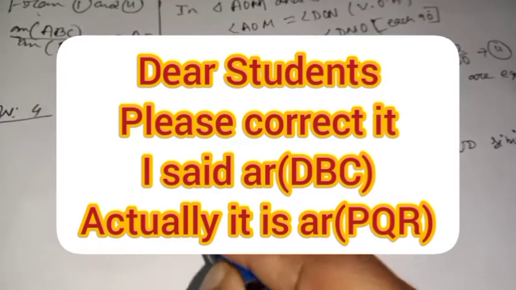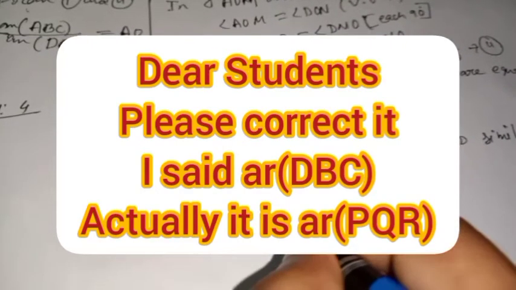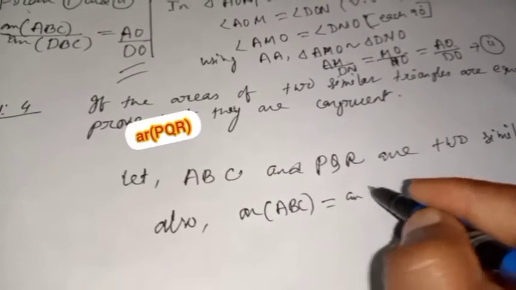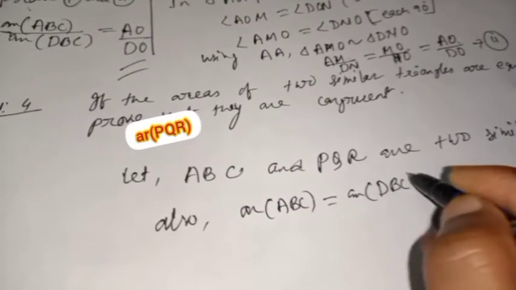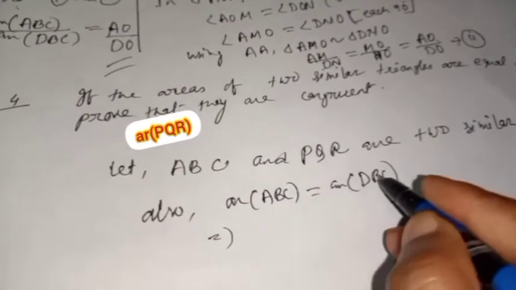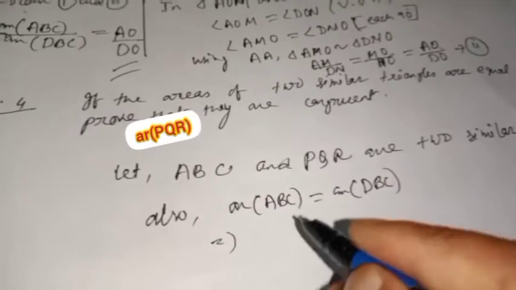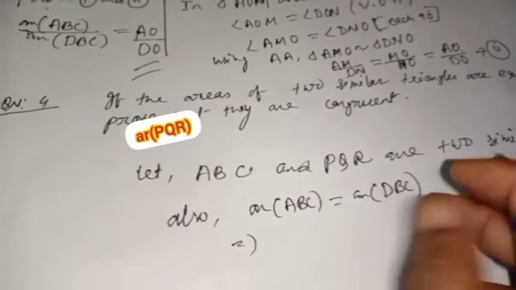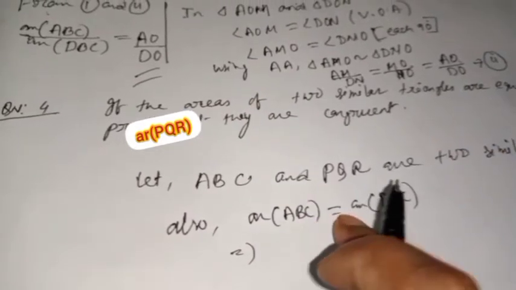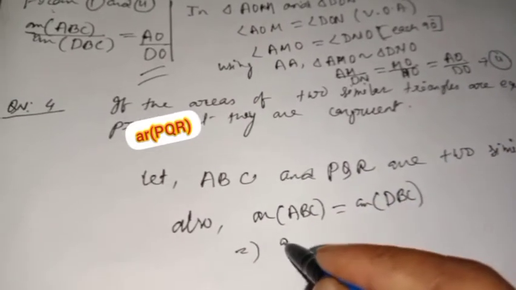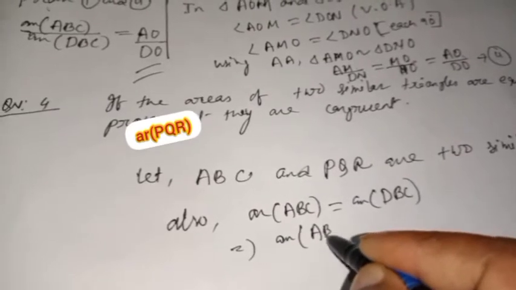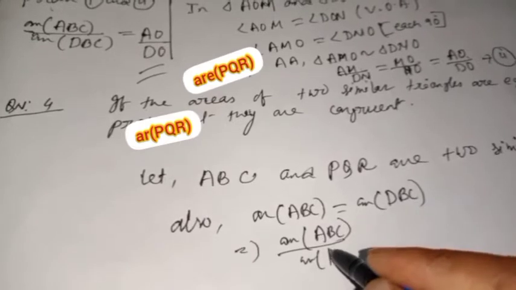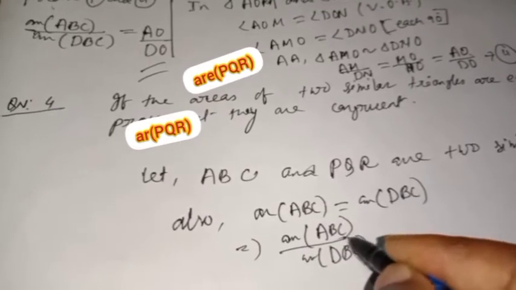Also, area of ABC is equal to what? Area of DBC. See, if you transfer this whole area of DBC to this side, you can transfer this in two ways. If you transfer directly, then you will get area of ABC minus area of DBC. But if you transfer this way, area of ABC by area of DBC, because there is a single area of DBC only, what you will get is equal to 1.